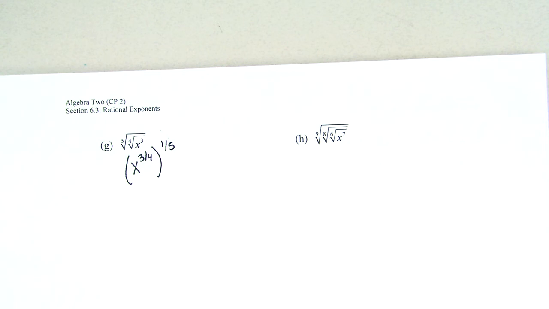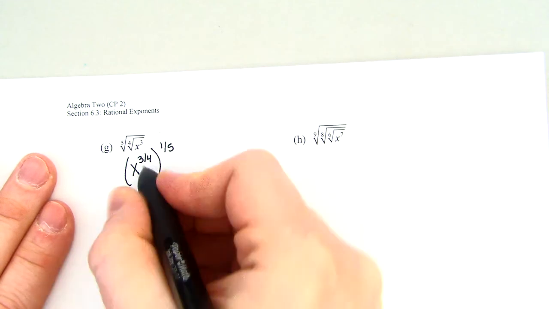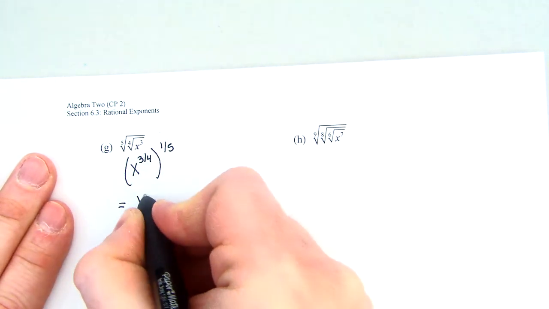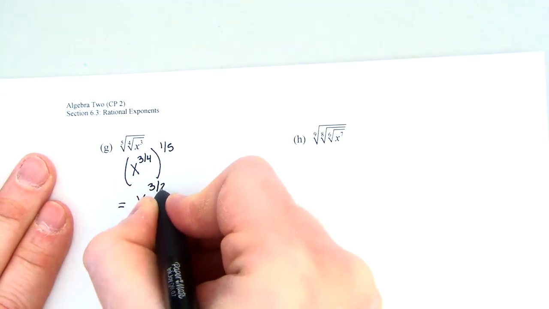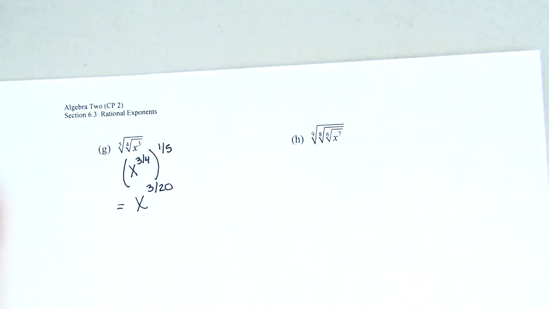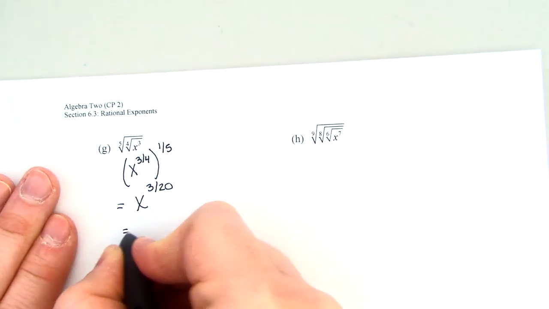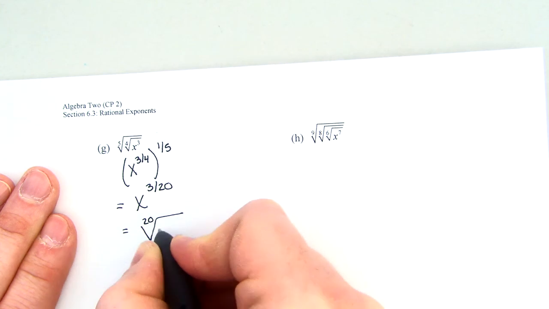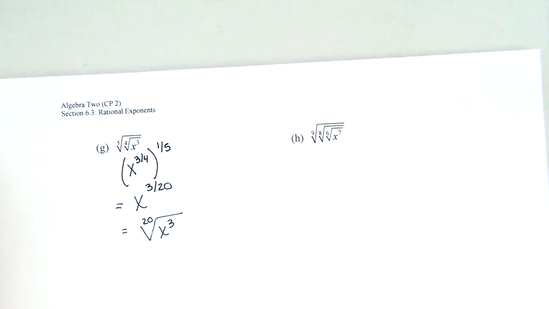What would you rather do in general? Add fractions or multiply fractions? Why? Because there's no common denominator. We're just going to multiply numerators, multiply denominators. What are we going to get here? So we're going to multiply those powers. We're going to get x to the 3 over 20. What's your answer? 20th root of x to the 3rd.